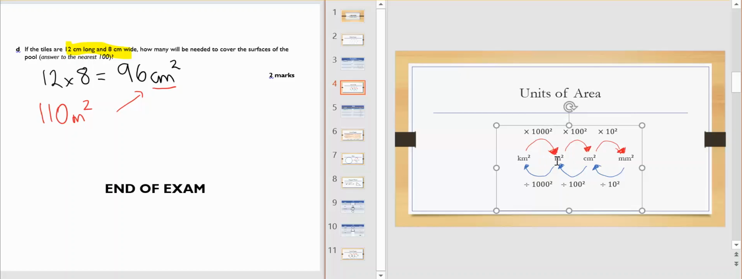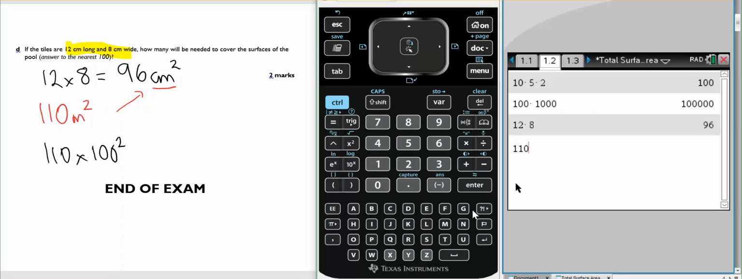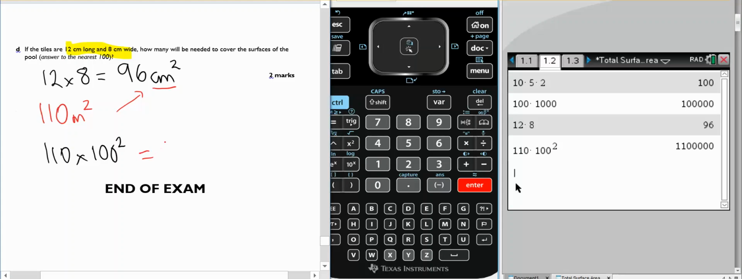So we need to follow that middle arrow. To do that, we get whatever our answer is and times it by 100 squared. So this is going to say 110 times 100 squared. So if we go to our calculator, let's say 110 times 100 squared, hit enter. Our answer is going to be 1,100,000 centimetres squared. So what that is that we've converted the area that needs to be tiled into centimetres.